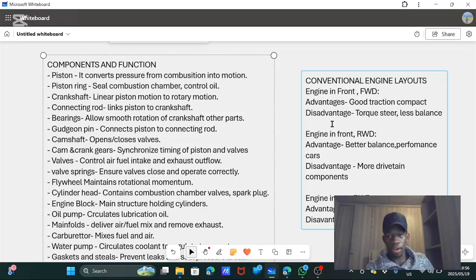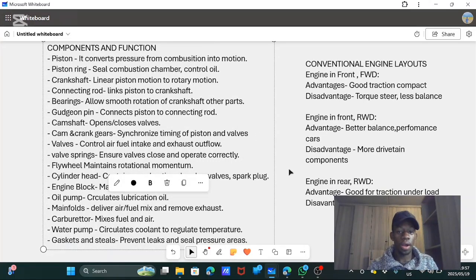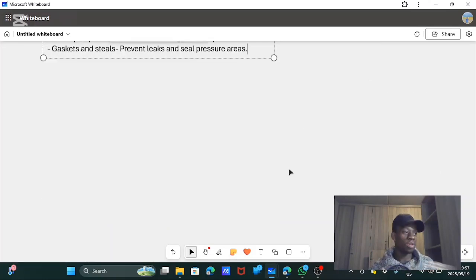And conventional engine layouts, engine front. The advantages is good traction, and disadvantages is poor balance. So there are a lot of these. You need to study all of these. They need to know. So let's try to skip ahead and just go to the questions and see what happens.